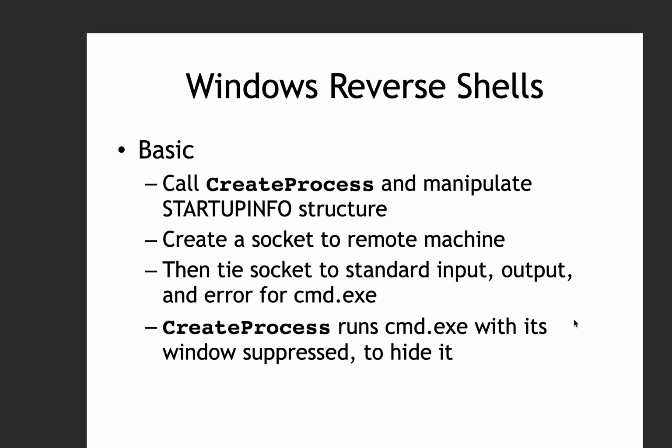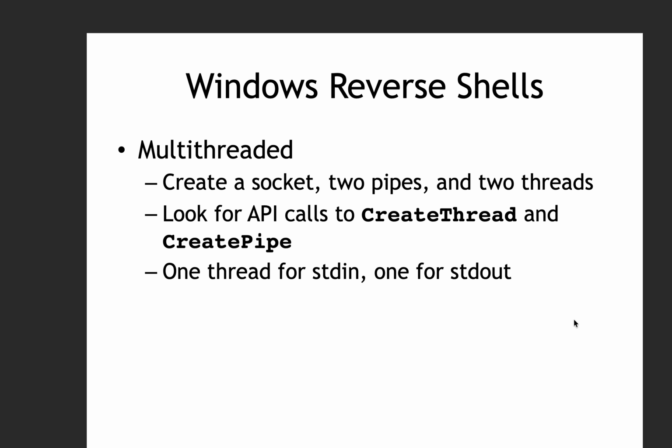The basic reverse shell calls CreateProcess, and it manipulates the STARTUPINFO structure. And you'll see the process: it will create a socket to the server machine or the commanding machine, and ties the socket to the standard input, output, and error for the command executable. And CreateProcess runs the command executable with its window suppressed in order to hide it.